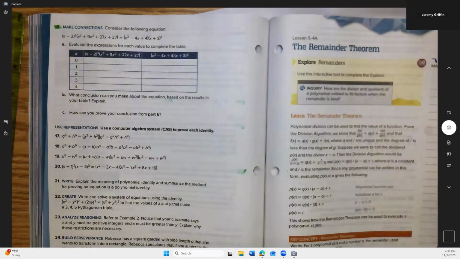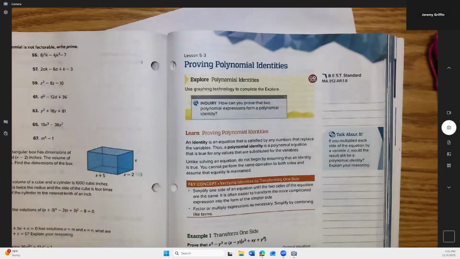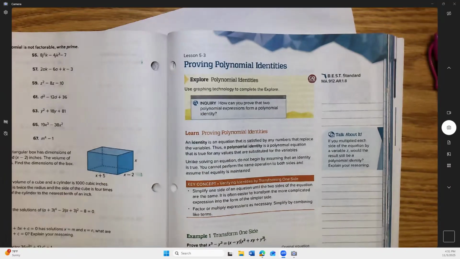All right, there are your proving polynomial identities. Lesson 5-3.